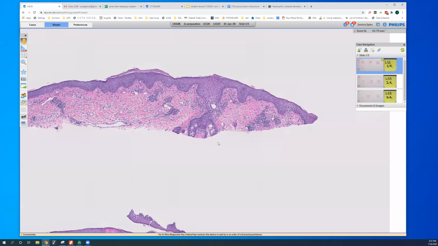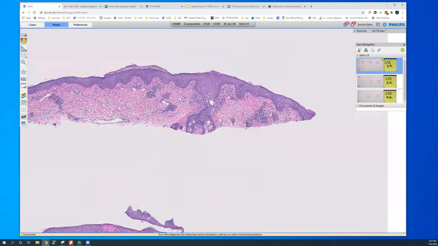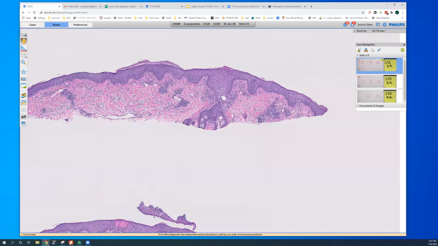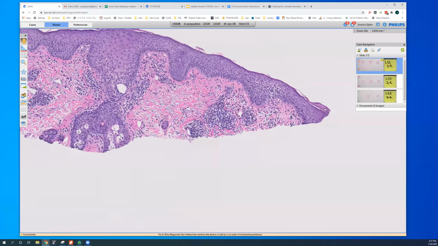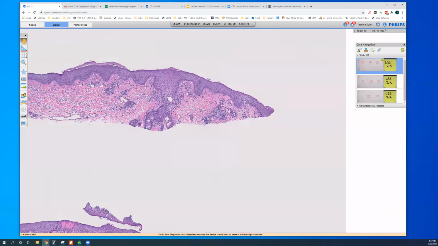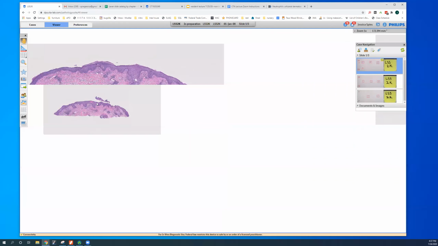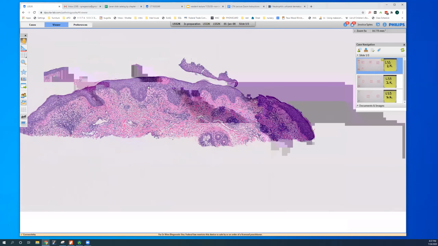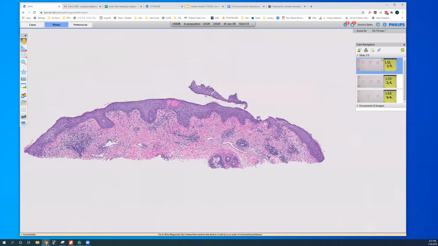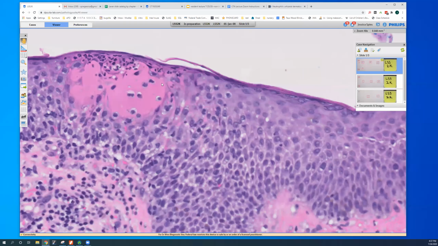So you can see at low power, that looks like a spongiotic dermatitis with this little bit of sponge here. Let's start at the top with the stratum corneum. Can everybody appreciate that there are these little mounds of parakeratosis? There's one over here. There's one coming up here, not the greatest. This is really the best right here. There's maybe one here at the edge. And then there's definitely spongiosis.